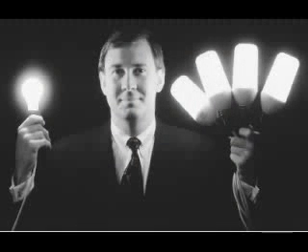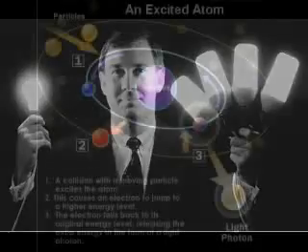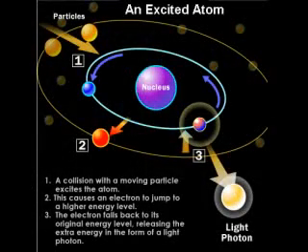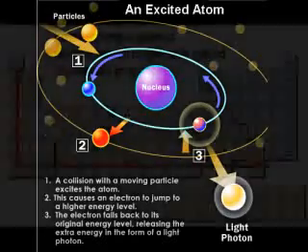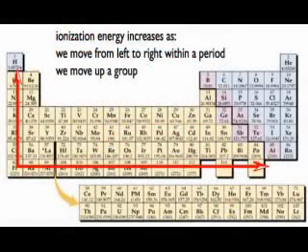Not all atoms are ionized by energy such as light or electricity. Some may just become excited, which means that the electrons are moved to higher orbits within the atom. When they fall back to a lower orbit, they will emit energy in the form of light. Atoms of different elements take more or less energy to ionize or excite the atoms. Generally, as you move to the right or upwards in the periodic table, the energy required to ionize an atom increases.